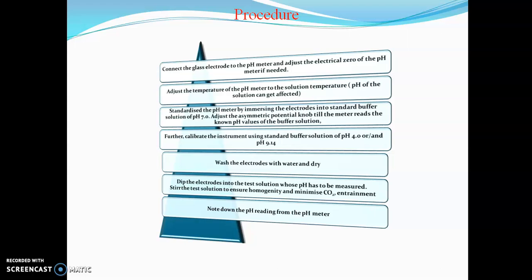Wash the electrode with water and dry. Now dip the electrode into the test solution whose pH has to be measured and stir the solution to ensure homogeneity and minimize carbon dioxide entry. At the end, note down the pH reading from the pH meter.